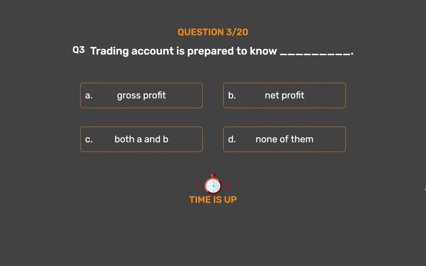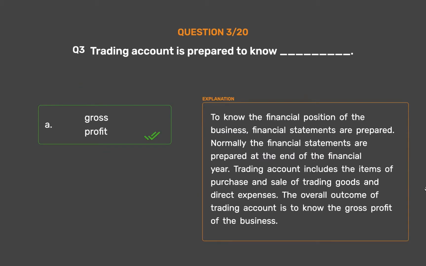The correct answer is Option A. Gross profit. To know the financial position of the business, financial statements are prepared. Normally the financial statements are prepared at the end of the financial year. Trading account includes the items of purchase and sale of trading goods and direct expenses. The overall outcome of trading account is to know the gross profit of the business.